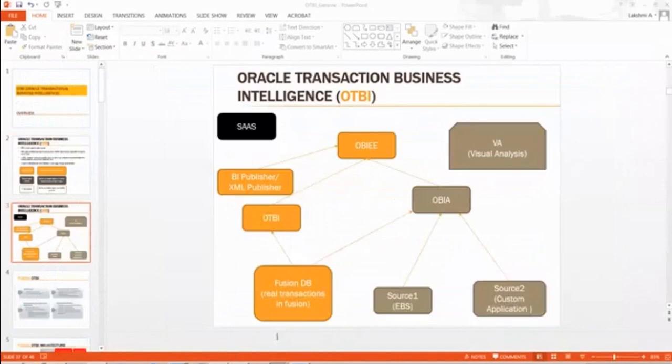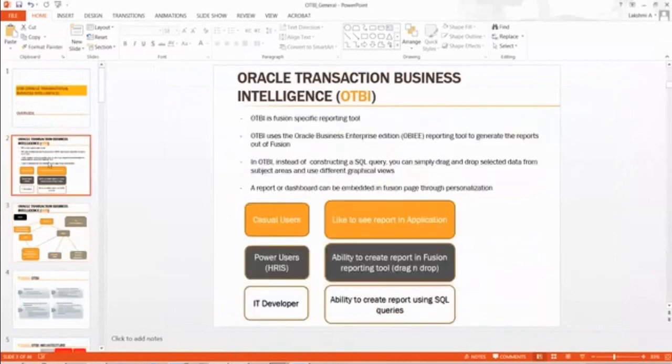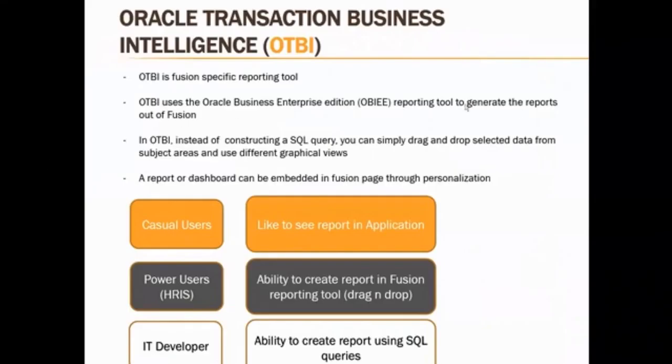So it's the OTBI. Right. So in OTBI, instead of constructing a SQL query, you can simply drag and drop the selected data from subject areas and use different graphical views, as I was showing before, right? And once we create an OTBI report or a dashboard, which is nothing but a combination of multiple reports, a report or dashboard can be embedded in the Fusion application through personalization or customization. That's the advantage of OTBI.